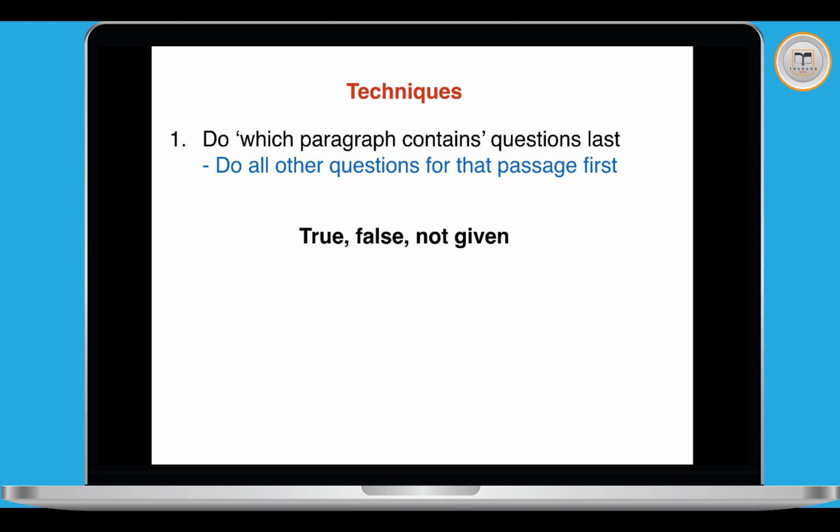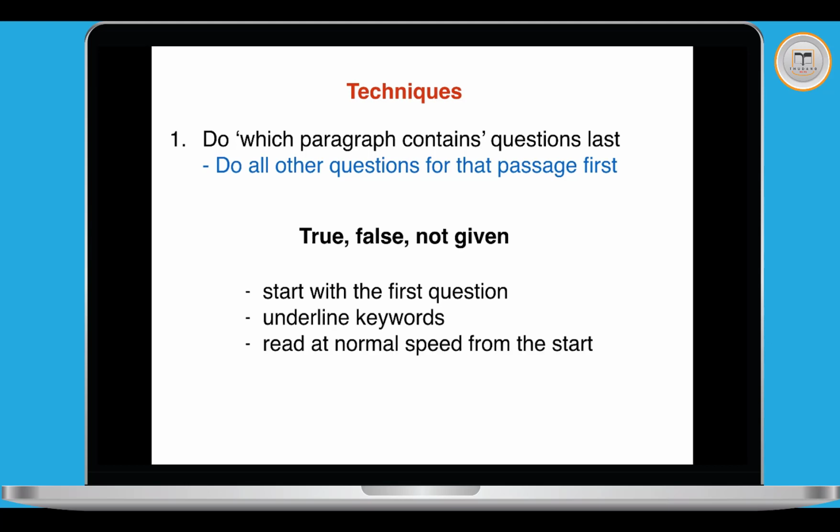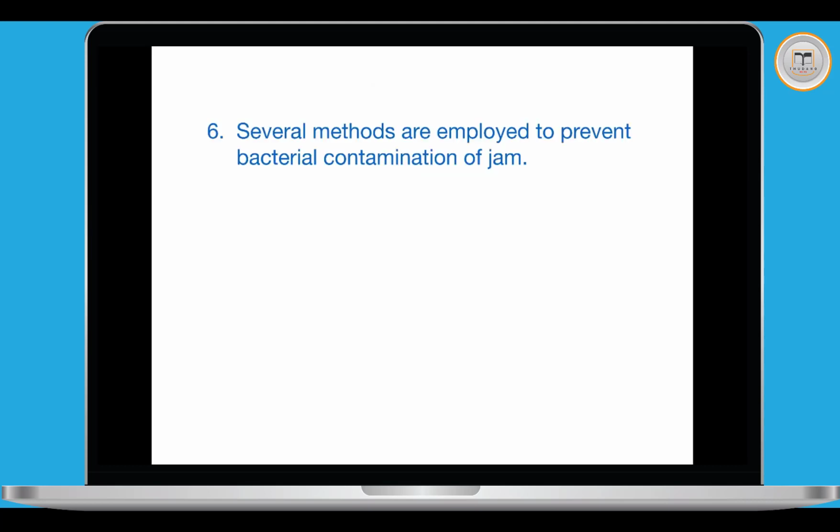Here's a quick reminder of some techniques for true, false, not given questions. Start with the first question, underline keywords, read at normal speed from the start, find the keywords or similar words in the passage to get the answer. Let's do the true, false, not given section now, and it starts with question 6. Several methods are employed to prevent bacterial contamination of jam. I've underlined the keywords several methods, prevent bacterial contamination and jam. And jam is probably the easiest word to search for.